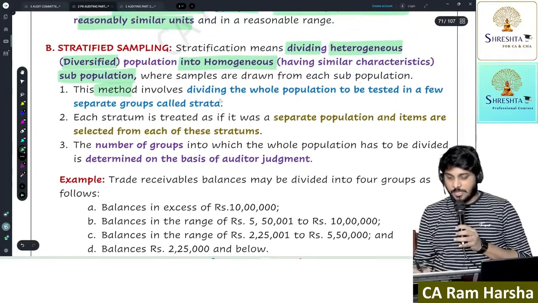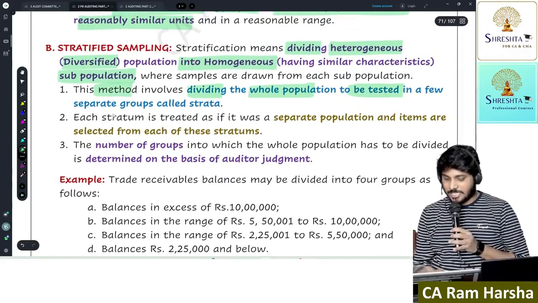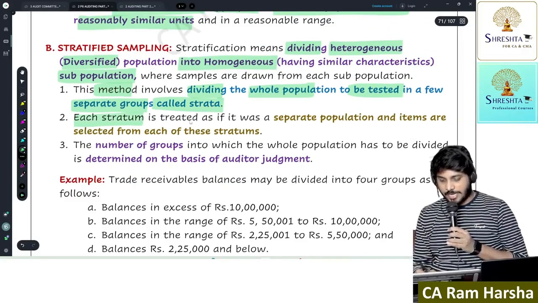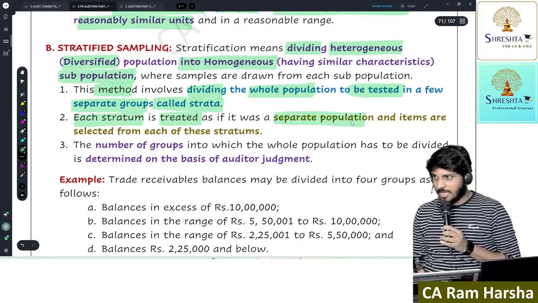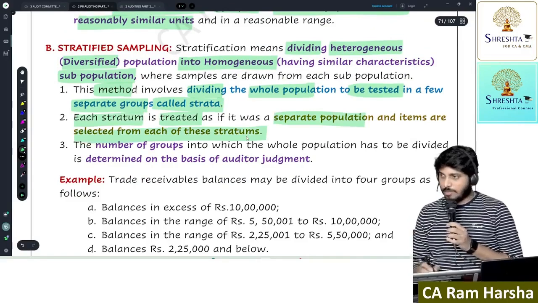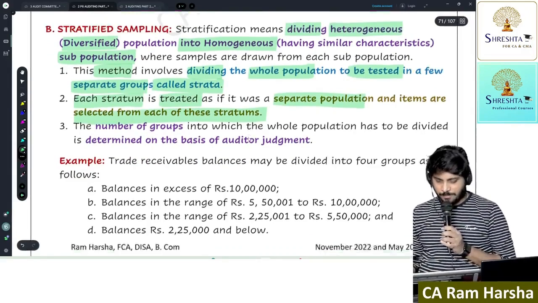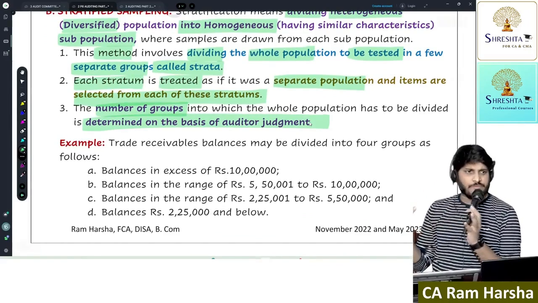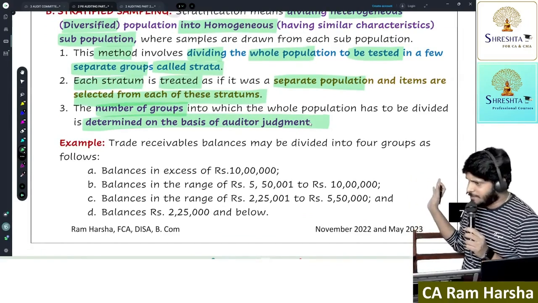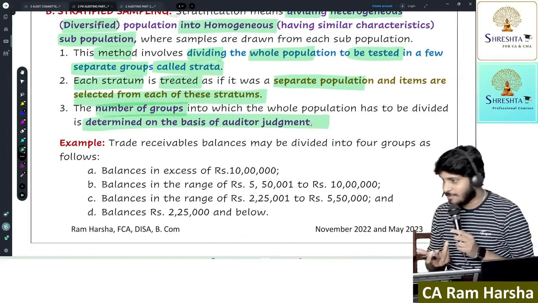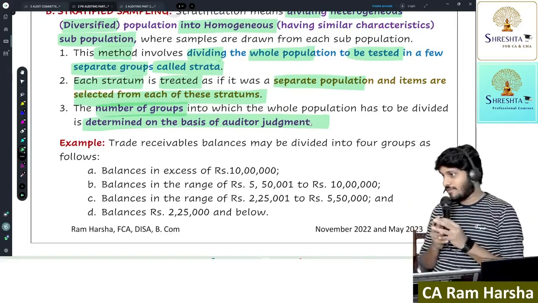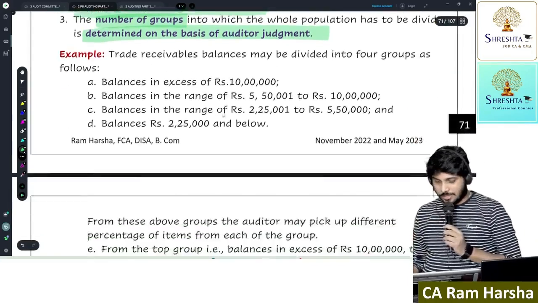So the method of dividing the whole population to be tested into a few separate groups is called strata. Each stratum is treated as if it is a separate population. Items will be selected from each of the strata. The number of groups into which you divide is your professional judgment. We divided it into three parts. I may divide them into 5 parts. I may divide them into 7 parts. That's your choice. It's a matter of professional judgment.